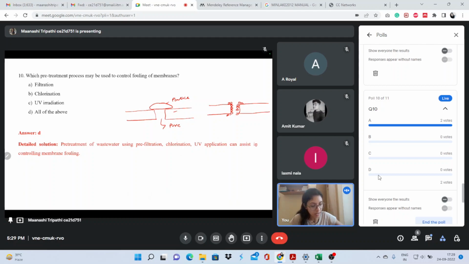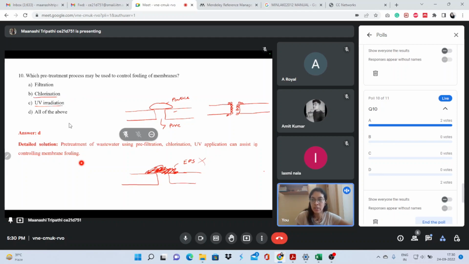And the third category, which happens due to microorganisms, is the formation of a gel layer. A gel layer will be formed which will block this pore. So this is also a kind of fouling, and this is due to EPS. That is why when we do chlorination or UV radiation, we can kill these microorganisms, so this EPS problem can be reduced. I hope you got this.